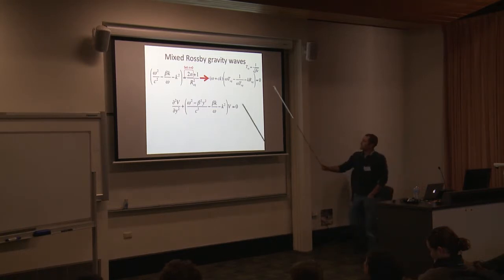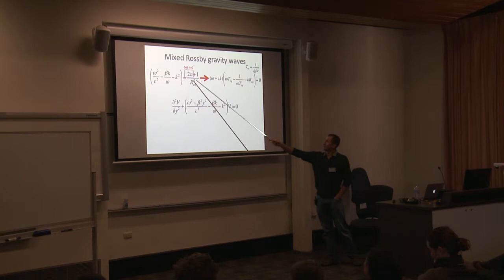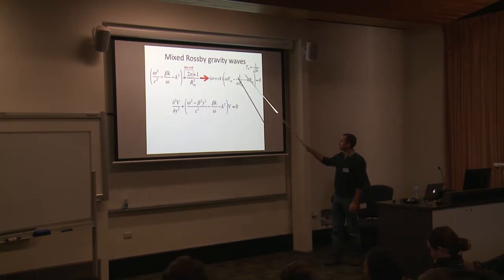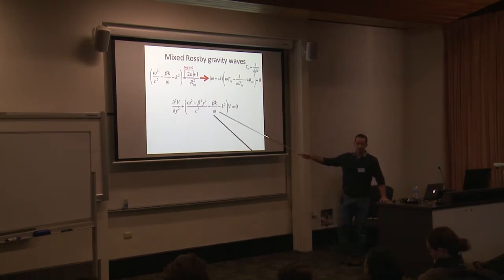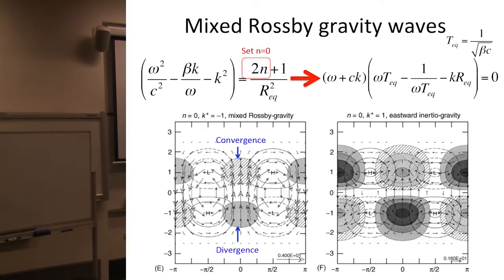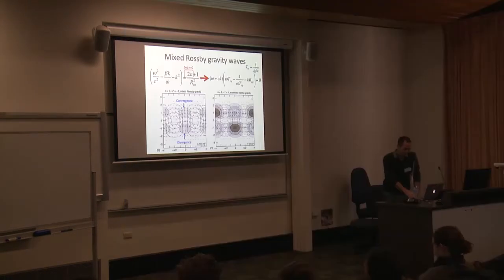Okay. So basically, for a mixed Rossby gravity wave, when we set n equal to zero, you get the dispersion relation, or the frequency in terms of the k's, in terms of wavelength or wave number. You can then get that solution and plug it back into your equation for V. And when you have your reduced solution for V, you can plug that into the equations for U and thermocline depth, do some rearranging, and identify the spatial structure of this.